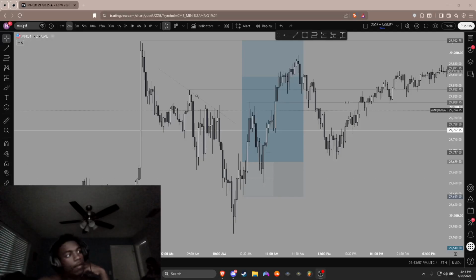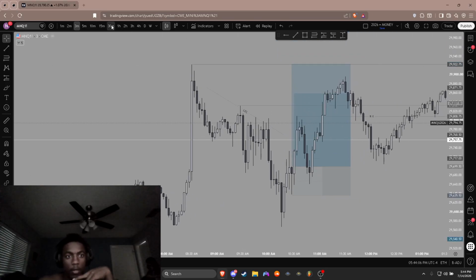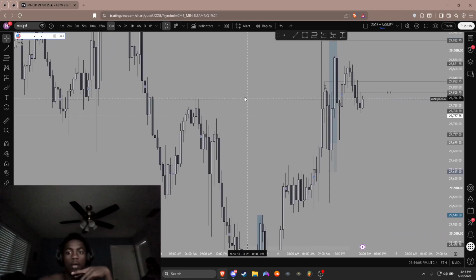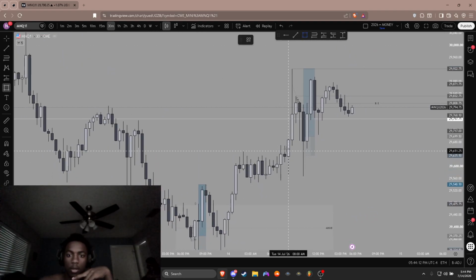Yo, this is the trade recap for today, and this is the trade I took today during NY. So let me break it down. Let me go to the 30 minute. The thing that caught my eye the most was this 30-minute order block right here.